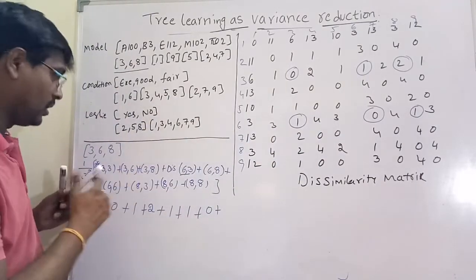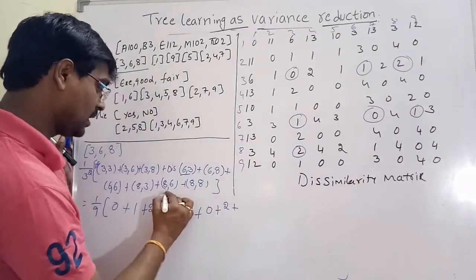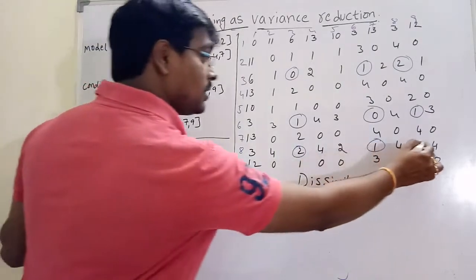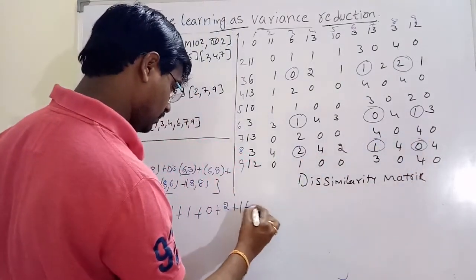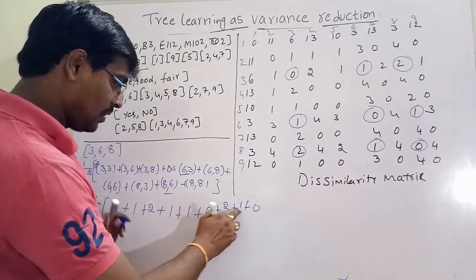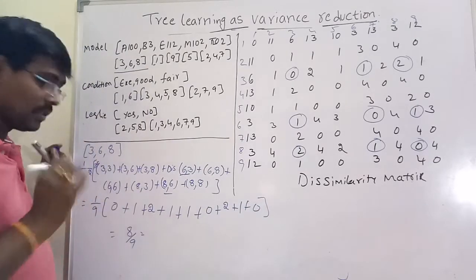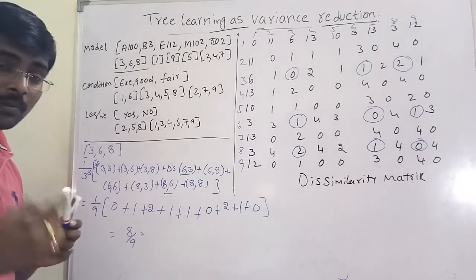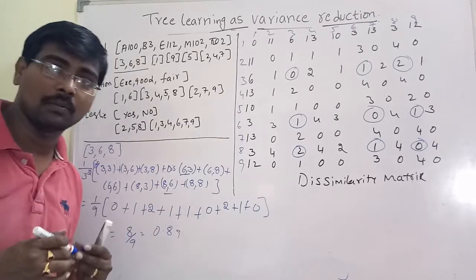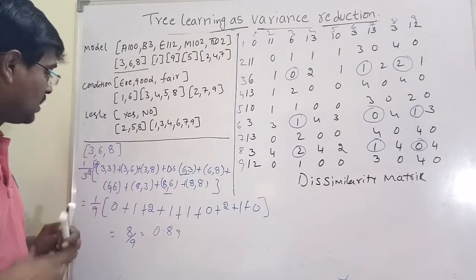Okay, next 8, 3, 2 plus 8, 6, 1, 8, 8, 0. So 1 plus 2, 3, 4, 5, 7, 8. So the value is 8 by 9. Suppose if you are calculating that, you are getting 0.89. So normal mathematical calculations. So 3, 6, 8 in the similar manner.